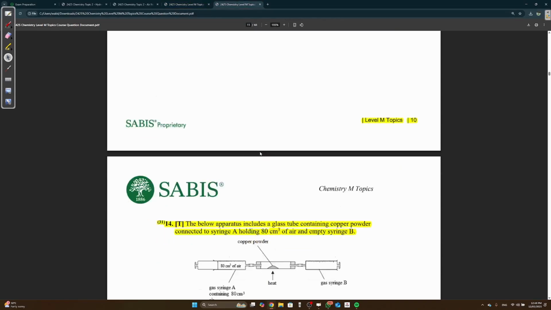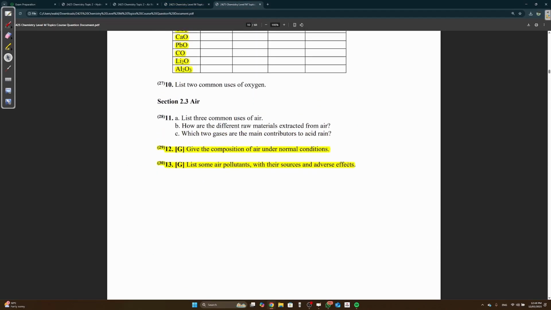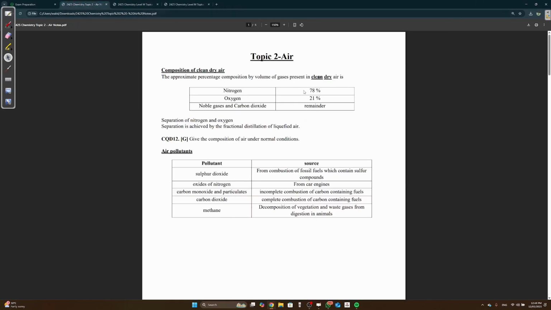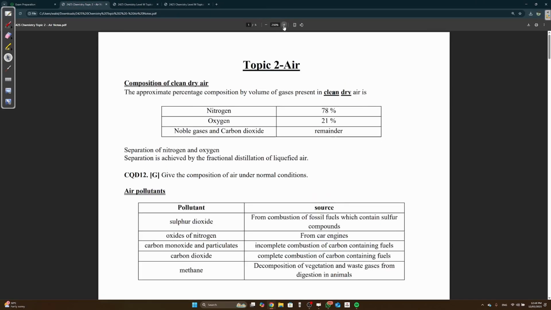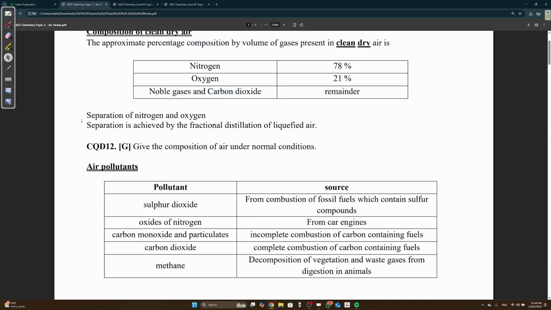Air. You need to know the air. Give the composition of air. I'm going to go through the notes because it's 4 pages, and she put some stuff that you will probably need to know. This is the composition of dry air. Nitrogen forms 78%, oxygen forms 21%, and noble gases and carbon dioxide form the remaining 1%. You should know what forms the 1%: the noble gases and carbon dioxide.